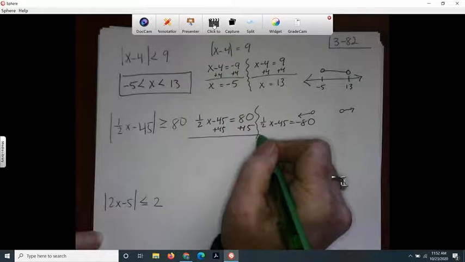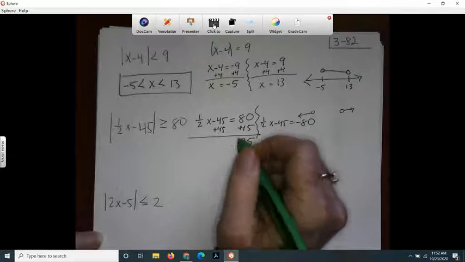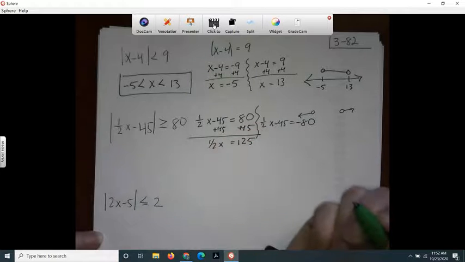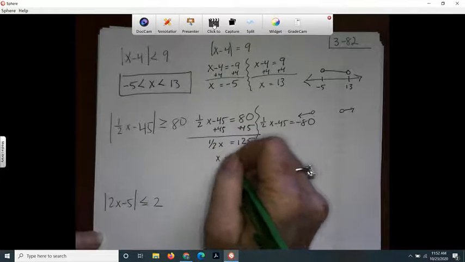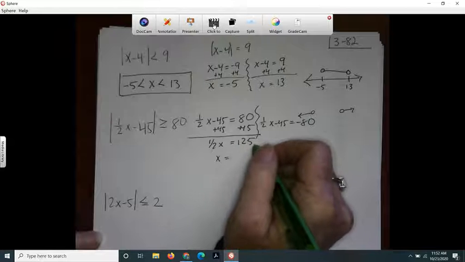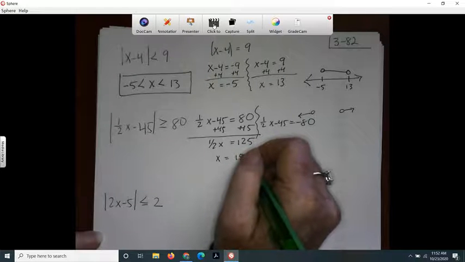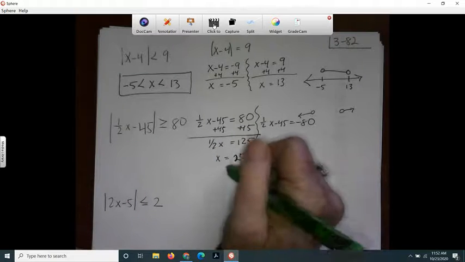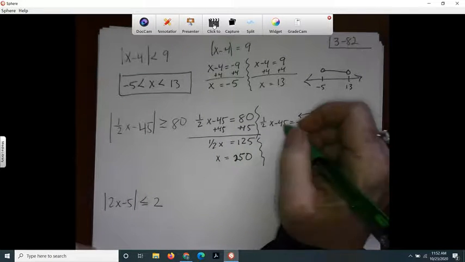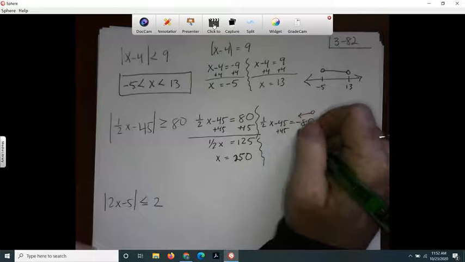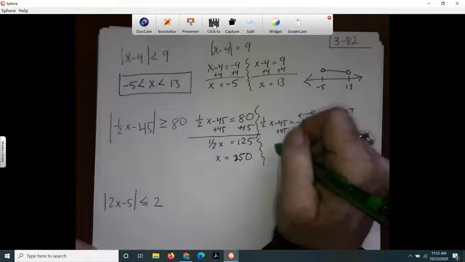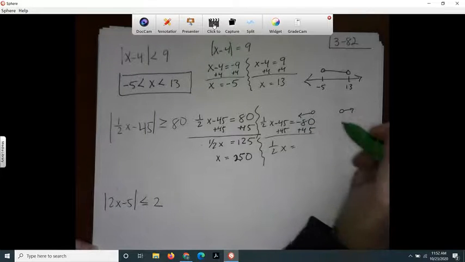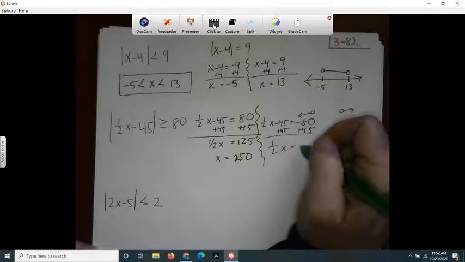So multiply both sides by 2, and I'll have x equals, well, 2 times 125, I think, is 150. No, 250. So that's one of my test points. And then my other one's going to be negative, is it negative 35? It's negative 35. Multiply both sides by 2, and x is going to equal negative 70.